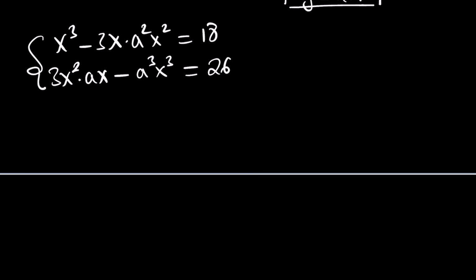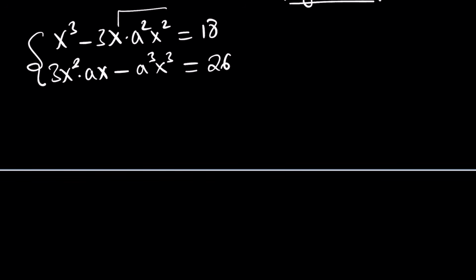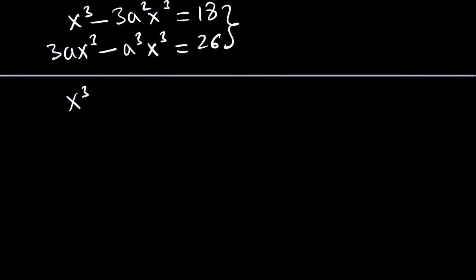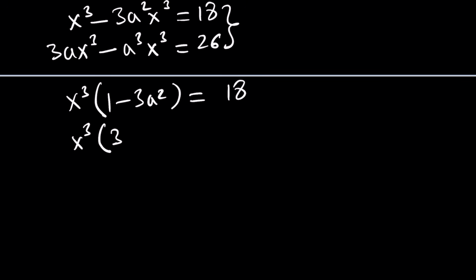Now let's simplify this a little bit by factoring. x times x squared is x cubed, and x times x squared is x cubed. So this gives us x cubed minus 3a squared x cubed equals 18. And the bottom one is 3a x cubed minus a cubed x cubed equals 26. Now we're going to factor out the x cubed. x cubed times 1 minus 3a squared is equal to 18. And again, factor out x cubed: 3a minus a cubed is equal to 26.